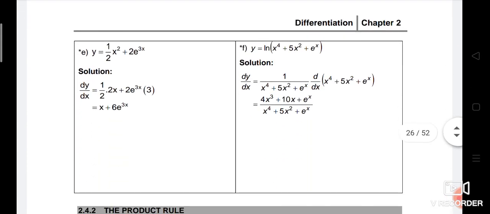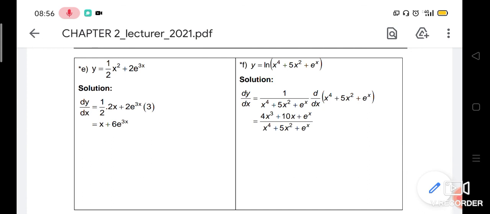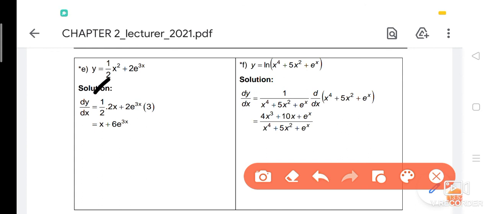Okay, next one, number E. Given y equal to 1 over 2 x square plus 2 e to the power 3x. Okay, benda yang sama. So differentiate each term to find dy dx. Tiru, kuasa turun bawah, kuasa x tolak 1. Okay, untuk exponential function pula, tiru dulu function dia bagi. Lepas tu differentiate kuasa. Differentiate 3x dapat 3. So rearrange lah, dia dapat 2 potong, that's why dapat x. Ini 2 darab 3 dapat 6 e to the power 3x.